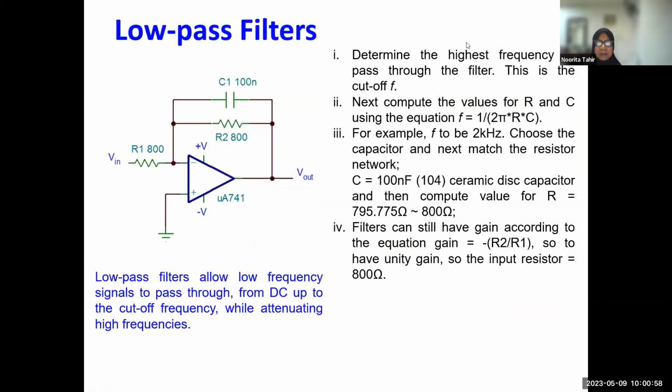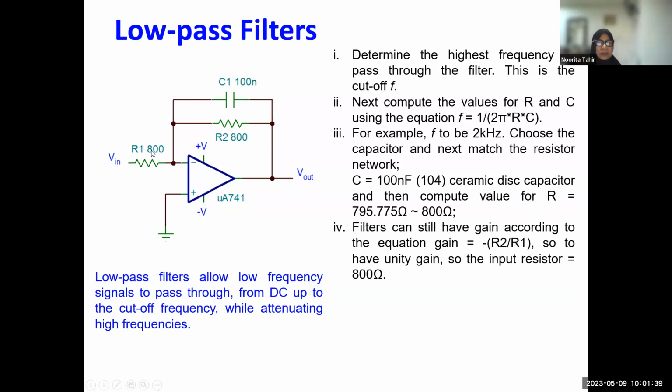So for example, if F is 2 kilohertz, we choose the capacitor and next match the resistor network. Let's say F is at 2 kilohertz, and we have R and C. C is given as 100 nanofarad. So the value of R is approximately 800 ohms. We compute and we get 795.77. We straight away go to the nearest value, which is 800 ohms. And the filter can be designed with R2 over R1 so that it is unity gain, 1.